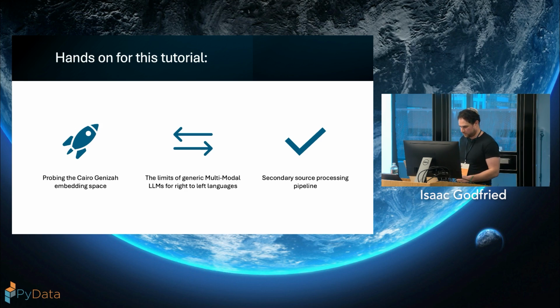And then secondly, this idea of the limits of generic multimodal LLMs. These vision LLMs are very good, and they can work very well when they quote unquote work, but there are of course times they don't work, and as we'll see, they generate some really weird hallucinations. And this isn't just limited to the Cairo Geniza.